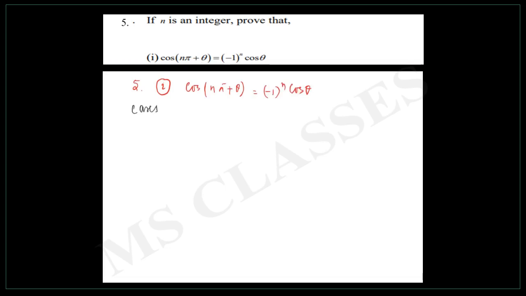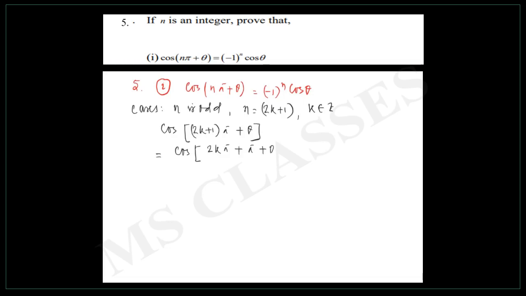Case 1, n is odd. So n is odd means n equal to 2k plus 1, k belongs to the integers. Now if we substitute the value here, 2k plus 1 into pi plus theta, now this will be what? Cos of 2k plus 1 pi plus theta.